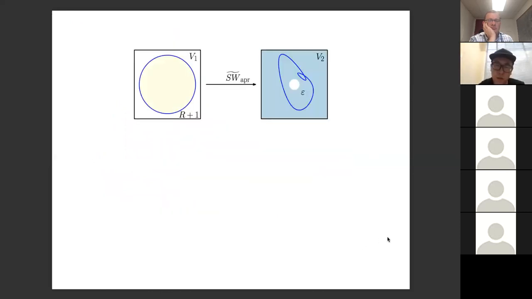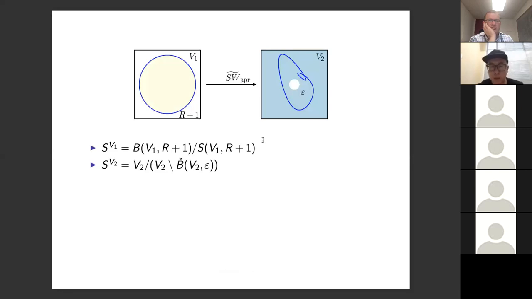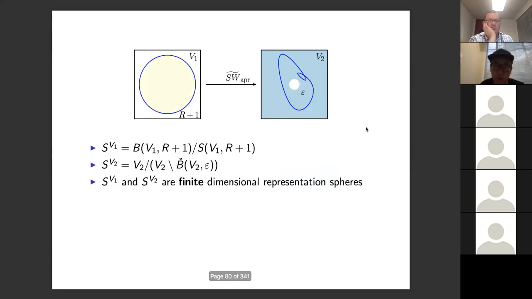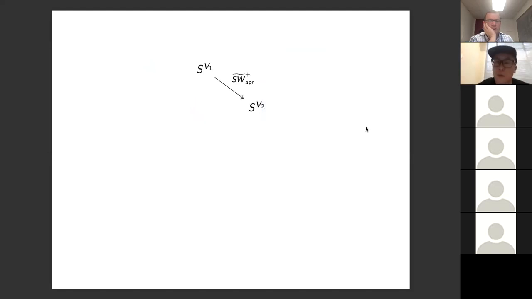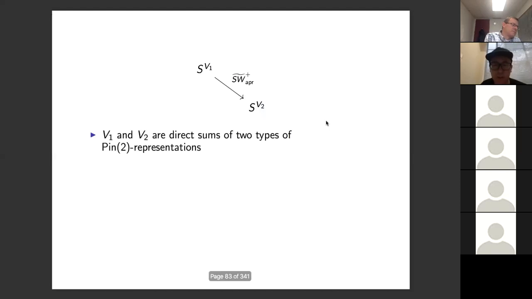So having this in mind, we can do a similar thing as we did before. We can mod out by the boundary of the sphere, and here we still mod out by the outside. So we still get a map between spheres, which are in this case finite dimensional, and they're both representation spheres. It has a Pin(2)-action, and this map is a Pin(2)-equivariant map. Okay, so that's the picture we have. We have a Pin(2)-equivariant map between representation spheres, and that is the approximation of the Seiberg-Witten map coming from PDEs.